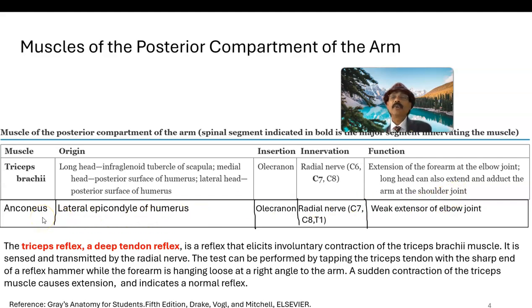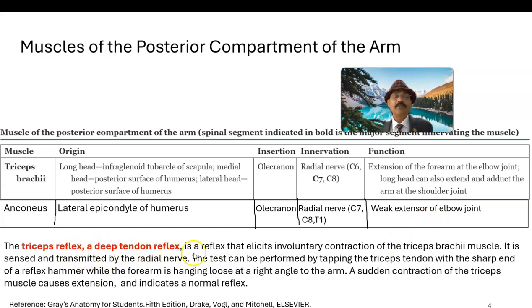Another muscle, some books add here, some books add to the forearm extensor muscles: Anconeus. It is a small muscle. It takes origin from the lateral epicondyle of the humerus, with insertion to the olecranon process. We included this Anconeus as a part of the posterior compartment muscles of the arm. Okay, nerve supply of Anconeus: radial nerve, C7, C8, T1. And its function or action is weak extension of the elbow joint.